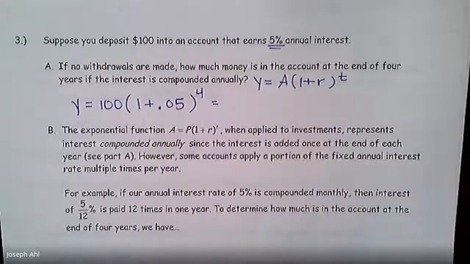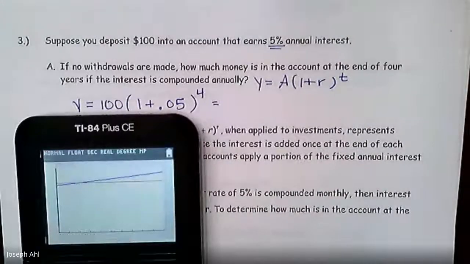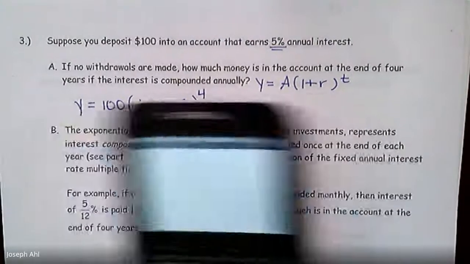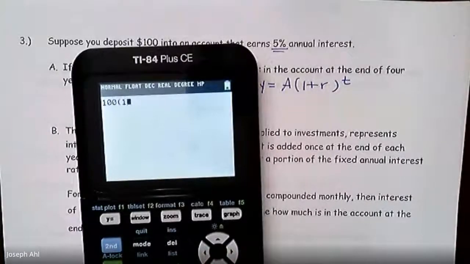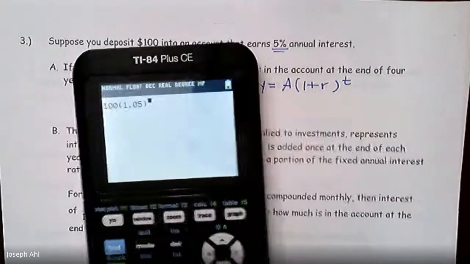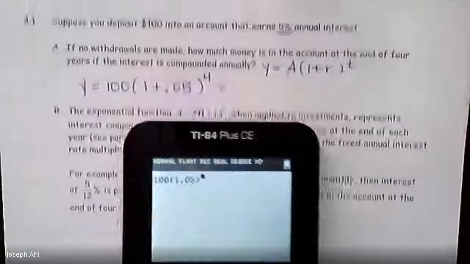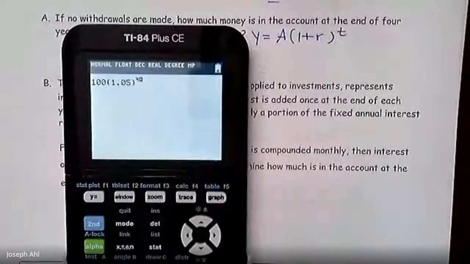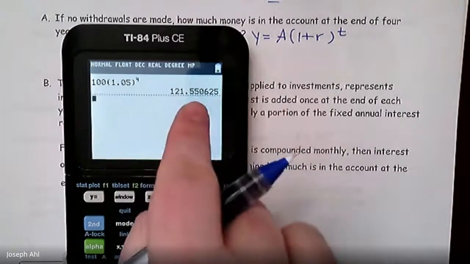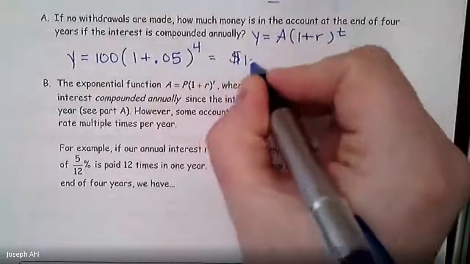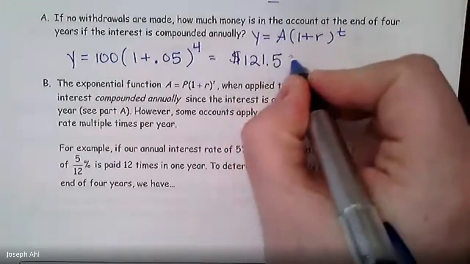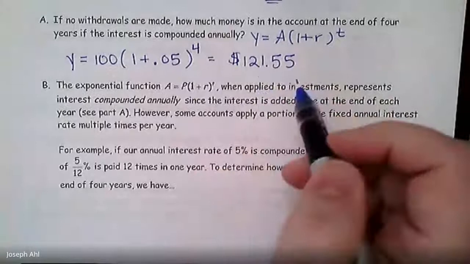So let's see what this comes out to be. Now, you don't have to necessarily do any math in your head to add the 1 plus the 0.05, but I mean, let's face it, that's pretty easy in this one at least. It won't always be that nice of a situation we'll encounter, but if I raise that to the 4th power, we wind up getting $121, and with money, unless it says otherwise, I always round to the nearest cent, so that would be 55 cents, $121.55.